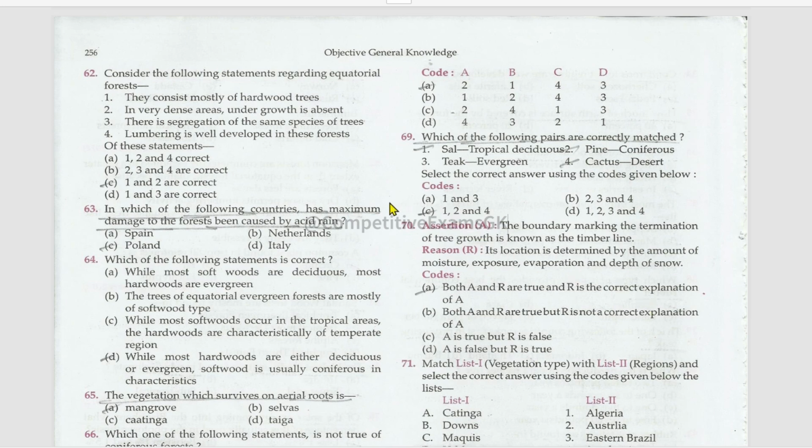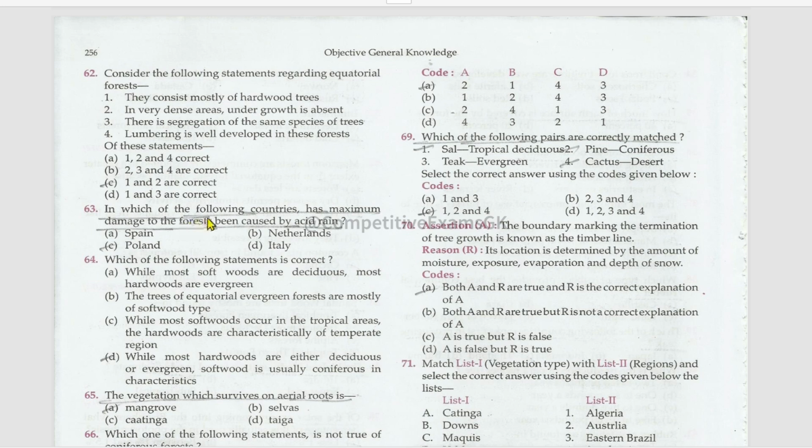Consider the following statements regarding equatorial forests. They consist mostly of hardwood trees. True. In very dense areas, undergrowth is absent. True. There is segregation of the small species of trees. False. Lumbering is well developed in this forest. False. 1 and 2 are the correct statements.